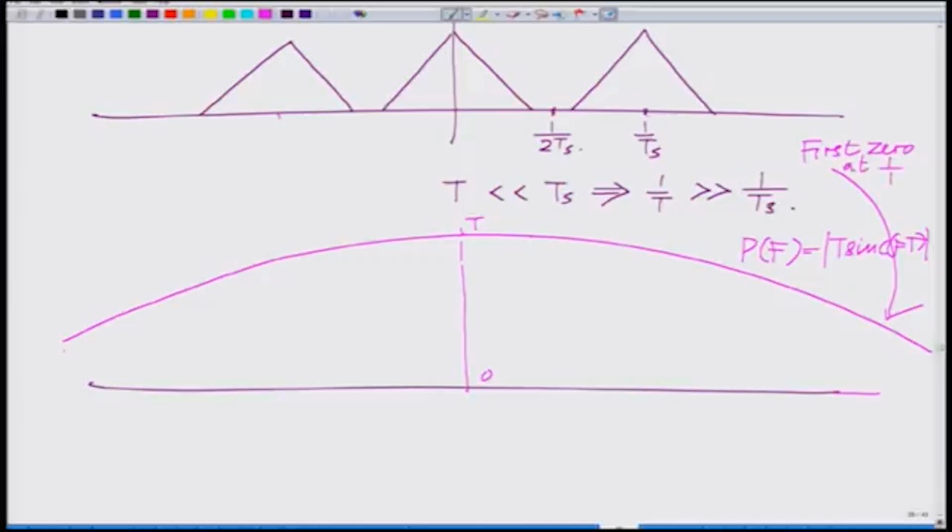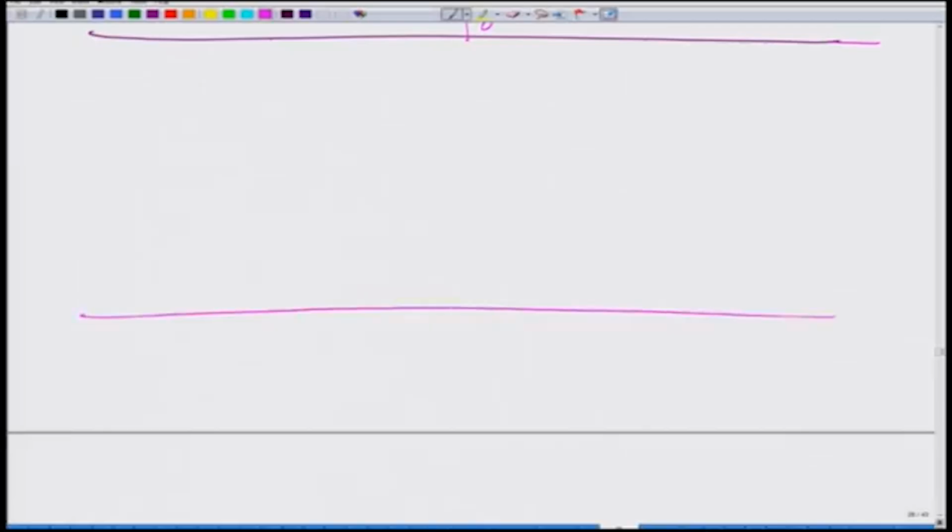At 1 over T on the positive axis, and then of course on the negative axis the first 0 is at minus 1 over T. And now what we have is this whole M delta f, that is the impulse sampled signal spectrum, multiplied by P of f, which is the spectrum of the pulse shaping filter. Therefore, what you are going to have is the net spectrum of M P of f.